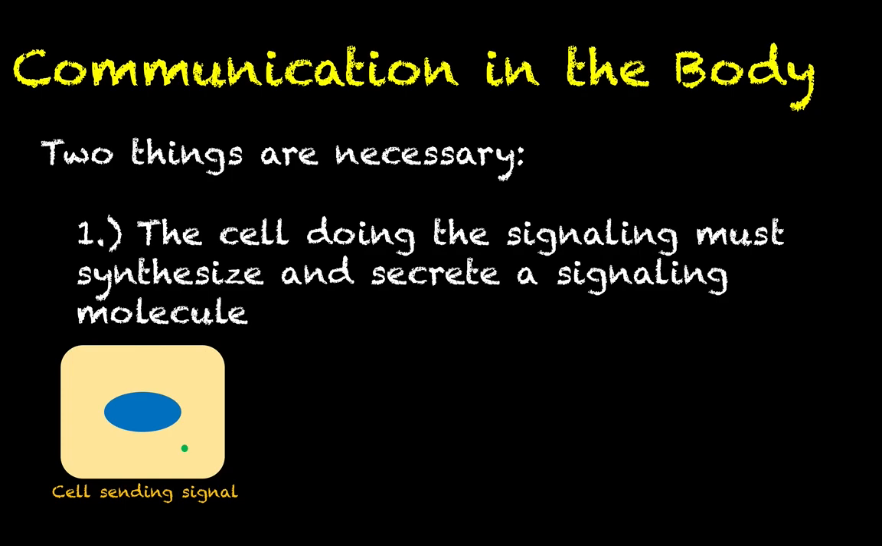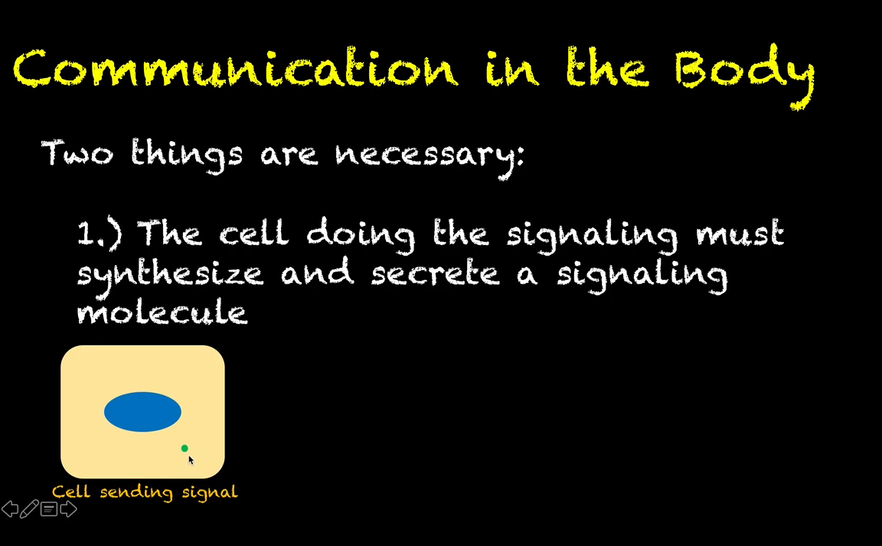First, we need to consider the cell that is doing the signaling, or in other words, is sending the message. The cell that's sending the message needs to both synthesize and secrete a signaling molecule. Yes, the message in this case is going to be a molecule that moves from the cell that is sending the message towards the cell that is going to receive the message.